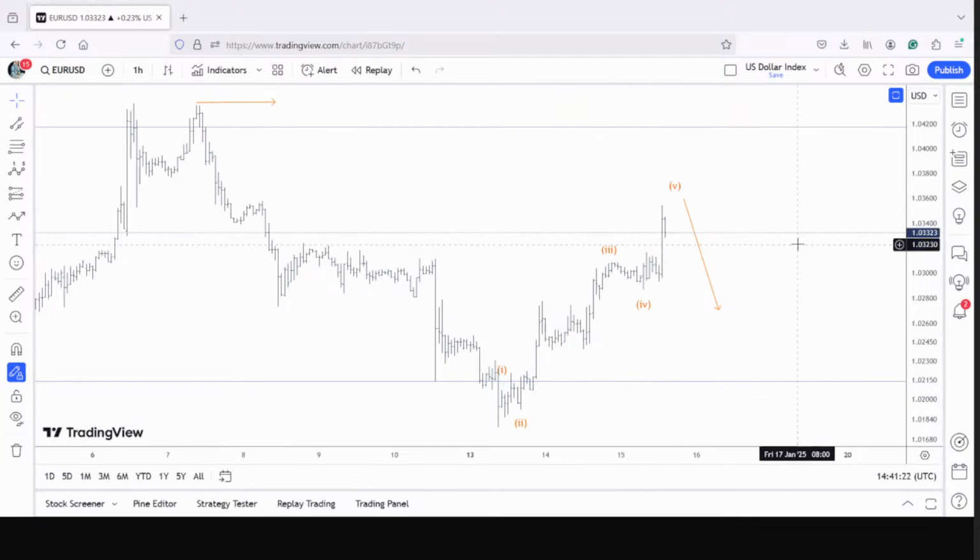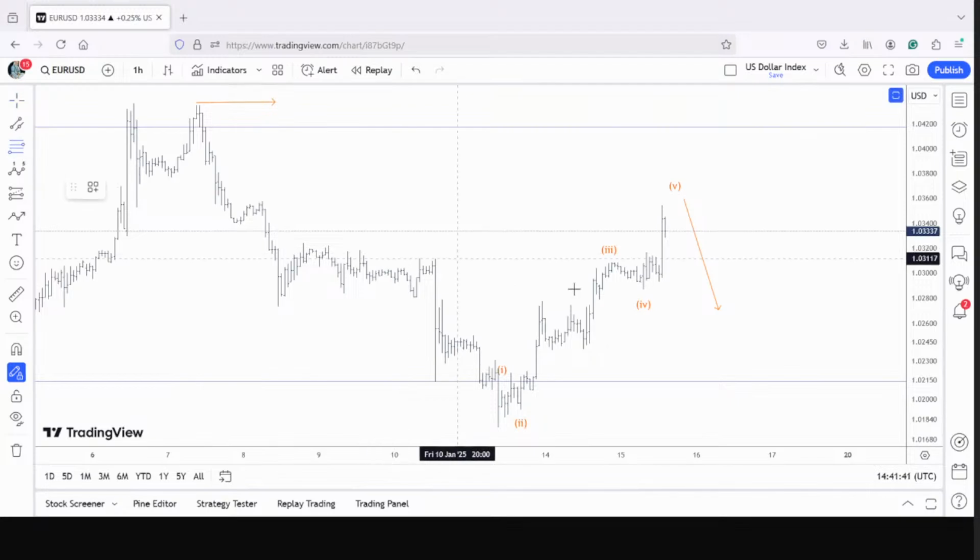In a nutshell, the basic thing we need to understand is that we've got the trend correct. Point number one, we have entered positionally long. Point number two, stop loss is going to now remain firmly around 1.01. So these three are going to remain with us.